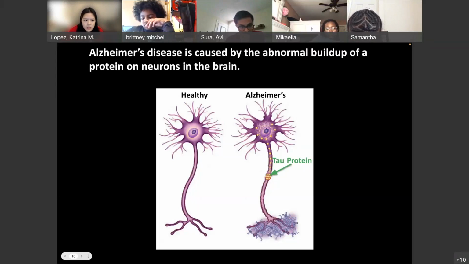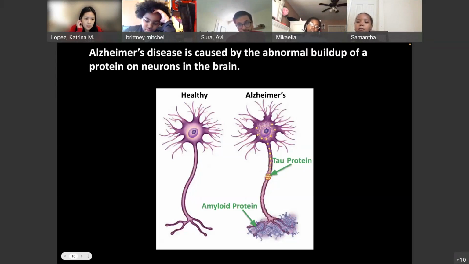Another protein called the amyloid protein is also normally found inside the axon and not outside. Again, on the right, we see that those amyloid proteins are on the outside, but we can't actually see them in the healthy one. Amyloid starts to collect and forms these bundles called amyloid plaques at the end of the axon, where it connects to other neurons in your brain.